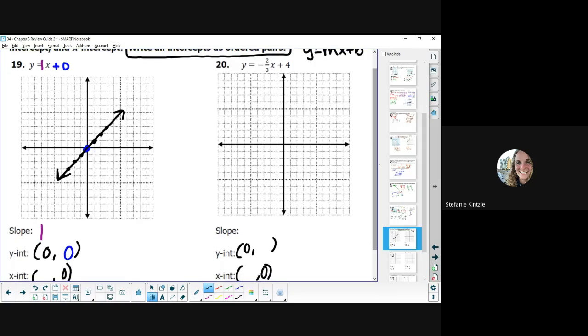Last but not least, we'll figure out where the x-intercept is. What point is that at? Yeah, is it okay that it's the same as the y-intercept? Yeah, absolutely.